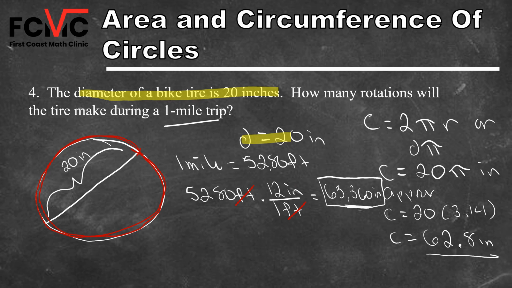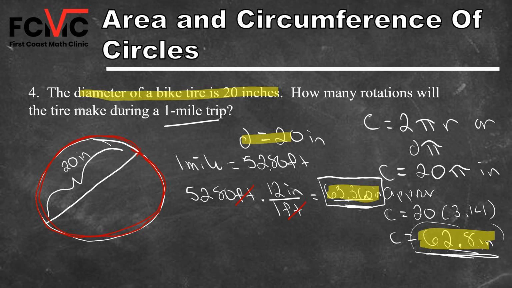Okay? So we know how many inches we're traveling. We know that each rotation takes us 62.8 inches. What we need to figure out is, well, how many rotations are we making in that trip? So if we want to figure out how many 62.8 inch rotations are in 63,360, what operation is that? Well, that's division. I want to figure out how many 62.8 inch rotations are in this total trip, we need to divide.